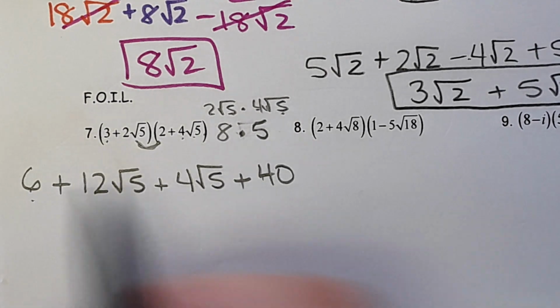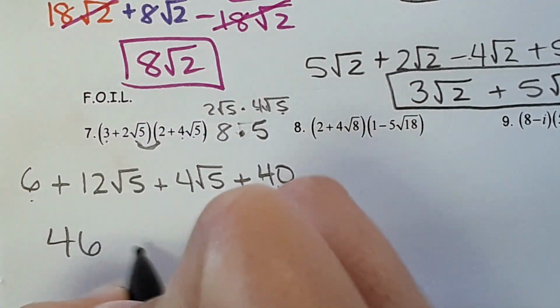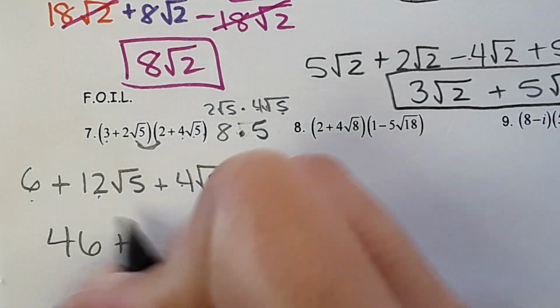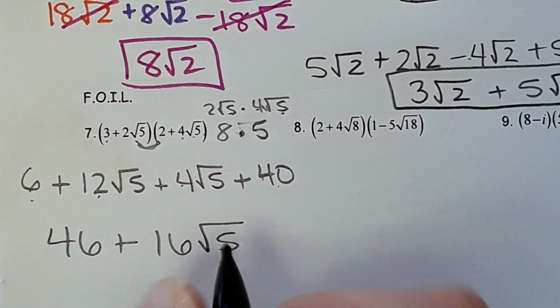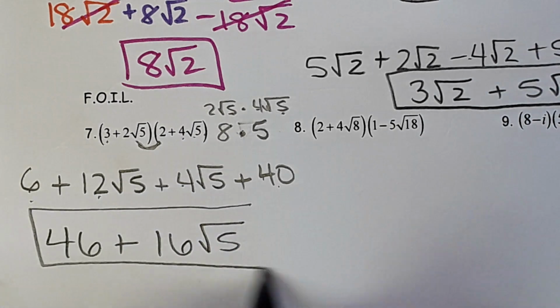Okay, then 6 plus 40, 46. 12 plus 4, 16, square root of 5, and we're done.